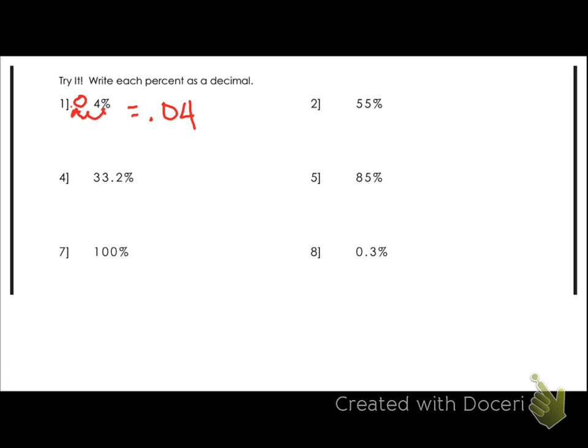I'm going to do the same thing here, 33.2%. 1% means that you have a whole. So if we have 33%, that would mean that we have 33 wholes. So I'm going to take this decimal point, move it 2 places to the left, and it now becomes 0.332, or 332 thousandths. I want you to go ahead and work out questions 2 through 5.